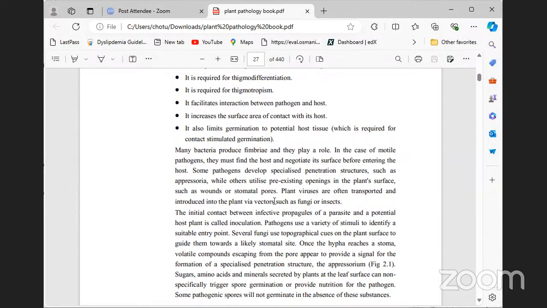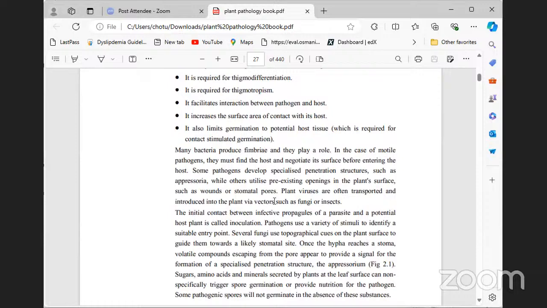Next one is the bacteria. Many bacteria produce fimbriae, and they play a role. In the case of motile pathogens, they must find the host and negotiate its surface before entering the host.